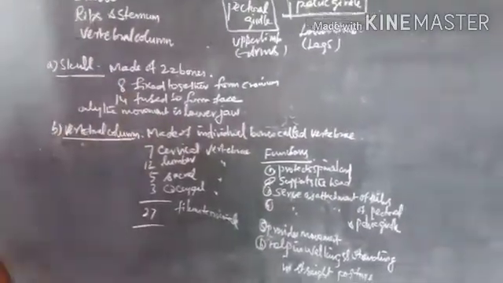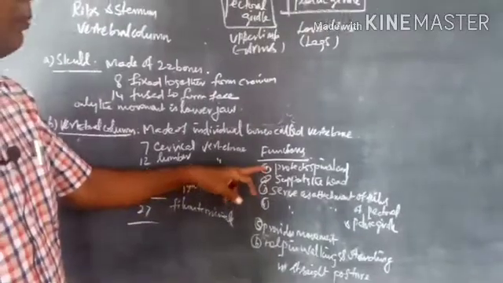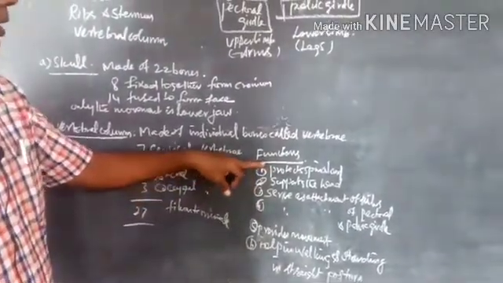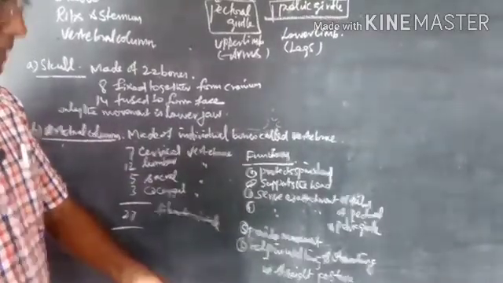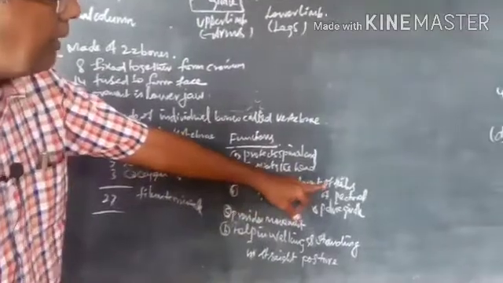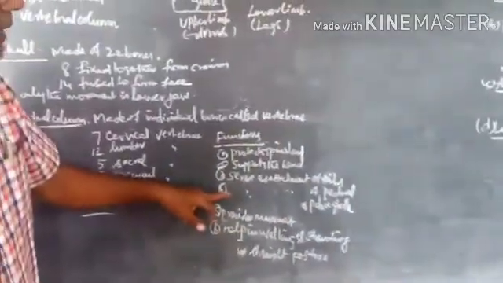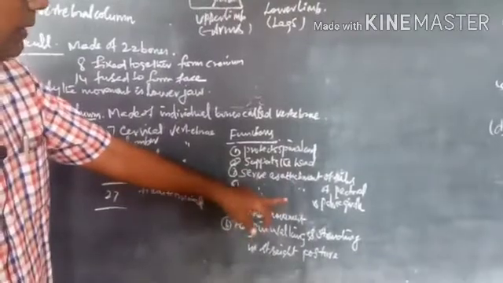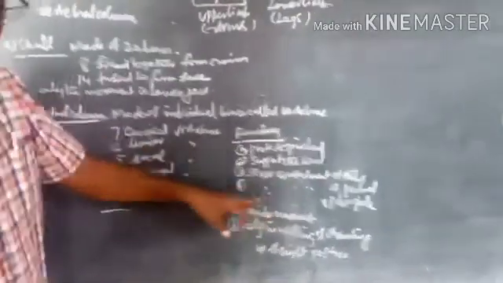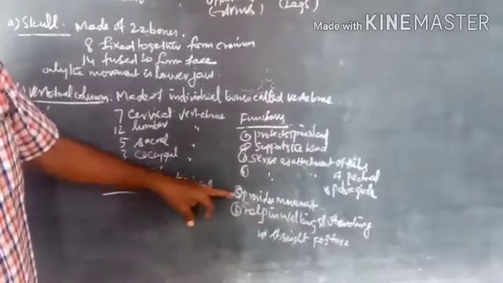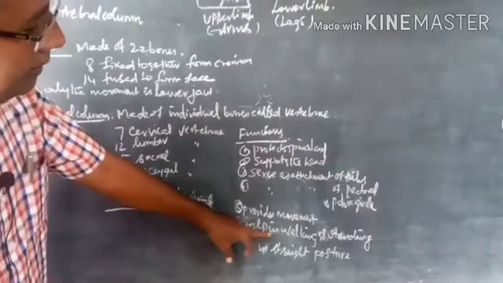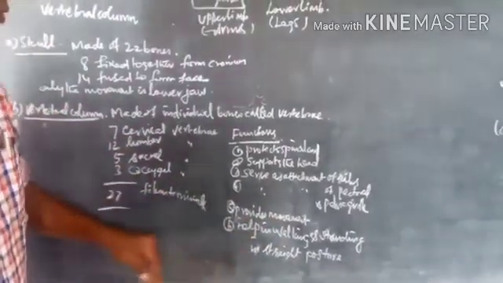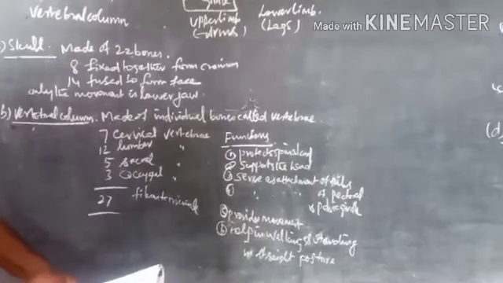What are the functions of the vertebral column? It protects the spinal cord and also supports the head. It serves as attachment for ribs and also for the pectoral and pelvic girdle. It provides movement for the human skeleton and also helps in walking, running, standing and in maintaining a straight posture. Understand?